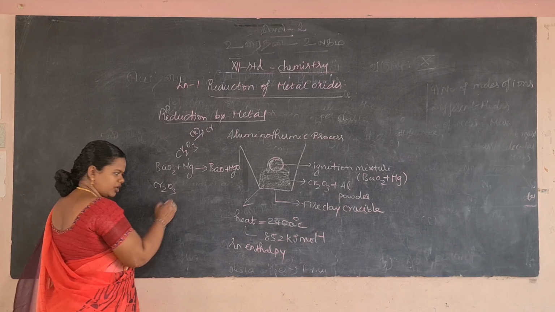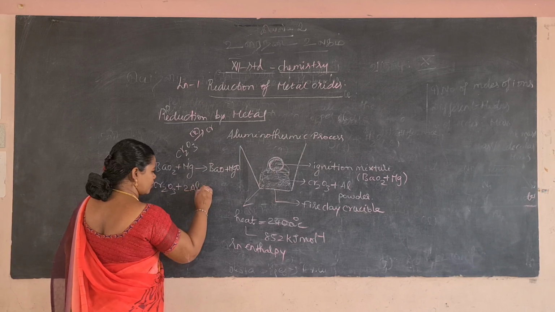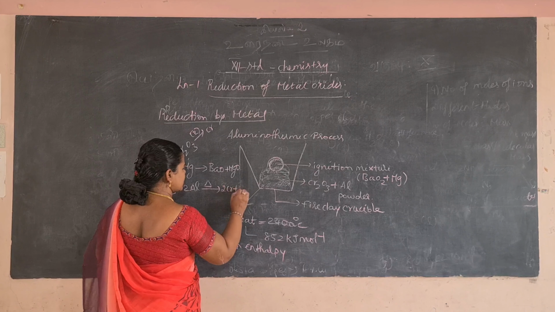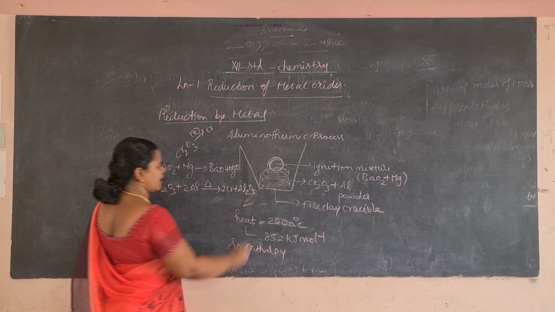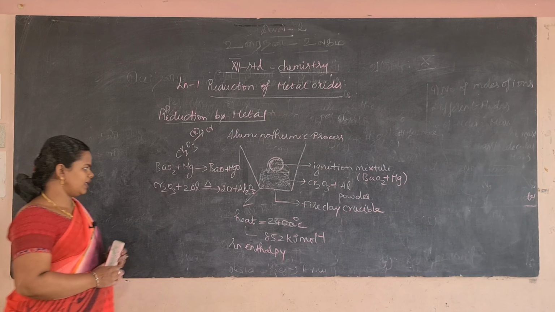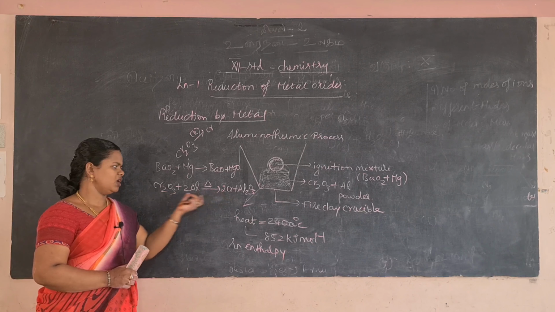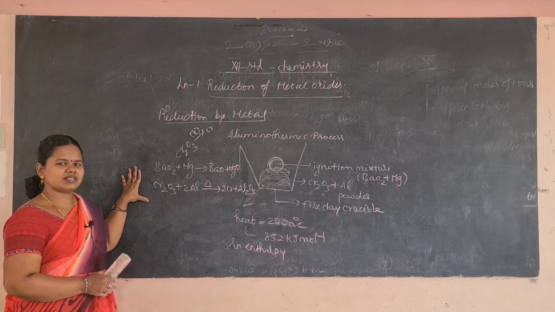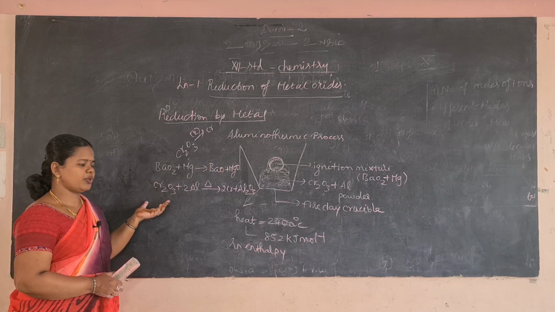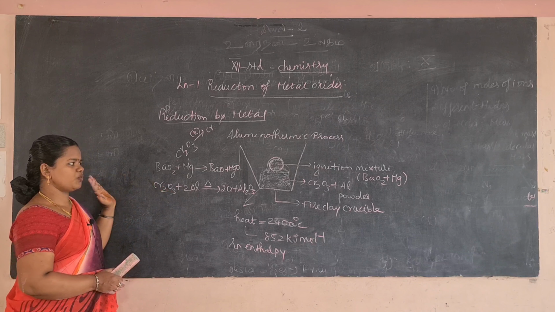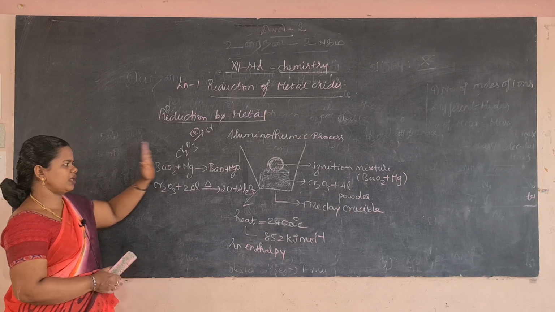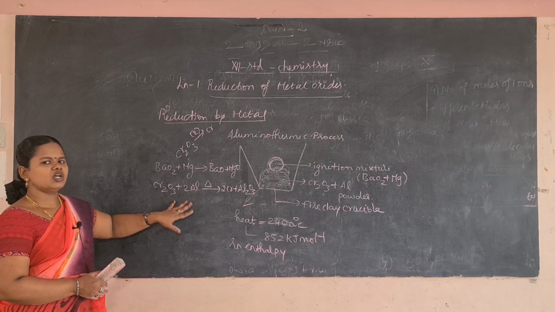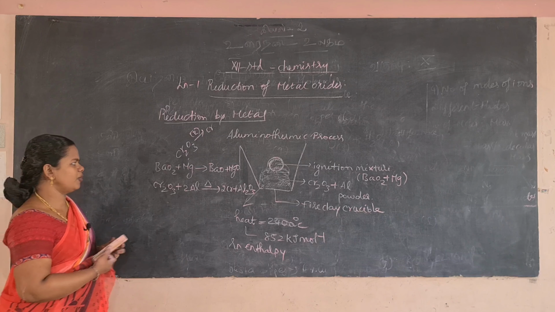So Cr2O3 reacts with aluminium. On heating it forms 2Cr plus Al2O3. Chromium metal and alumina are formed. So finally we have reduced the metal oxide to metal using aluminium. Under reduction by metal you are going to write this aluminothermic process. This can be asked in a short answer, or it can also be asked in detail. In detail you have to explain the process, and then you have to explain the two reactions. So this is our aluminothermic process.